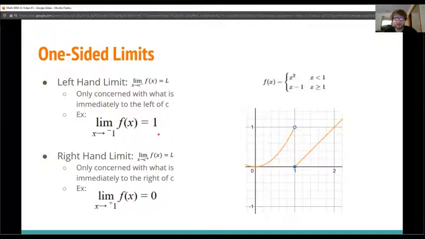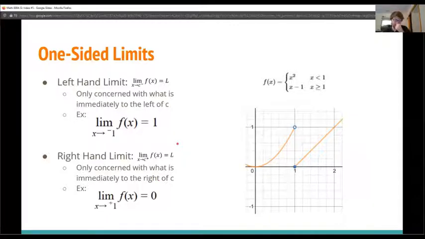So looking at our example, we have this function f of x is equal to x squared while x is less than 1, and it's equal to x minus 1 when x is greater than or equal to 1. Say we want to find the limit as x approaches 1 from the left. All we want to do is look at the graph immediately to the left and see what we're approaching, coming up this way, and it looks like we're about to hit y equals 1, so that's our limit. It's equal to 1. And we're not concerned about anything to the right.